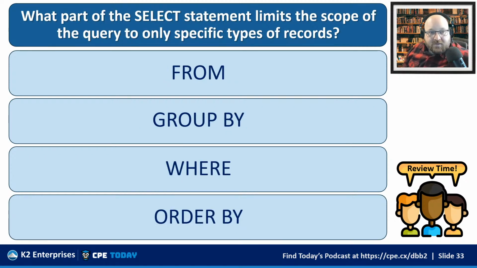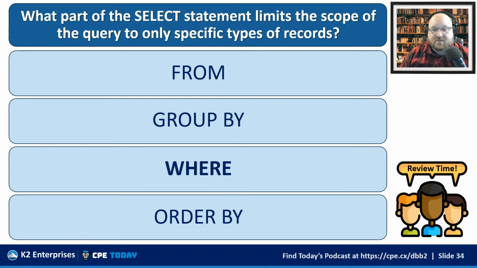Okay. Third review question. What part of the select statement limits the scope of the query to only specific types of records? Well, again, this can also be interpreted a couple of different ways, and technically pretty much all of these can limit the scope in one way or the other. But the from is going to tell us where the data is coming from. The group by would aggregate that data together. The order by is going to put it into the most specific order. The most correct answer here would be that where clause.